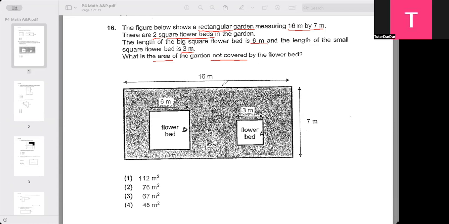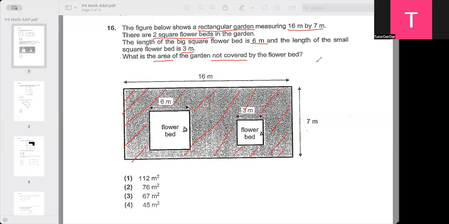by the flower beds? Not covered means they want this portion, the shaded portion. Okay, this is the portion that they want, the area of this without the flower beds. So we just think first, this whole thing is a rectangle and we have 2 flower beds. So how do we find this shaded part?